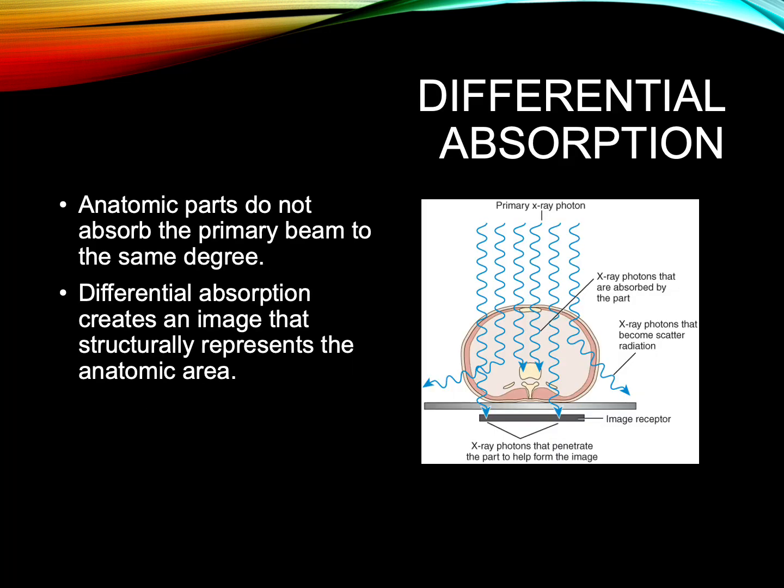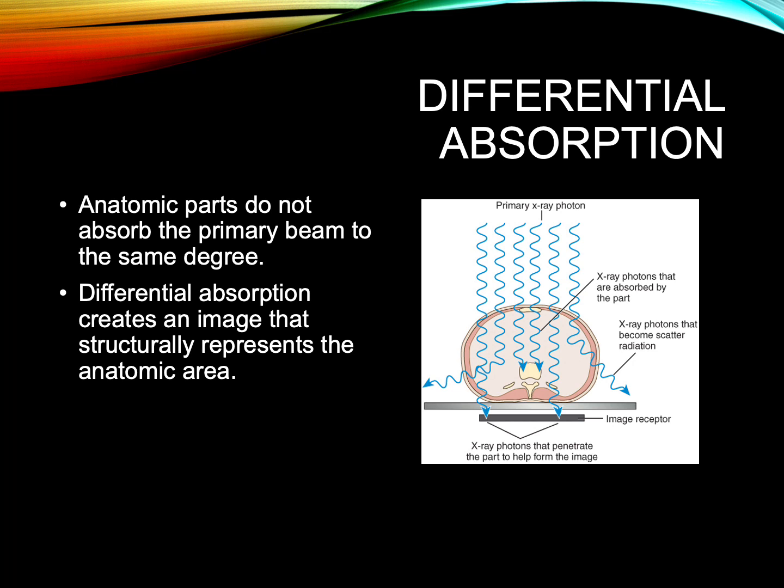The process of image formation is a result of the differential absorption of the X-ray beam as it interacts with the anatomic tissue. The term differential is used because varying anatomic parts do not absorb the primary beam to the same degree. Anatomic parts composed of bone absorb more X-ray photons than parts filled with air. Differential absorption of the primary X-ray beam creates an image that structurally represents the anatomic area of interest.